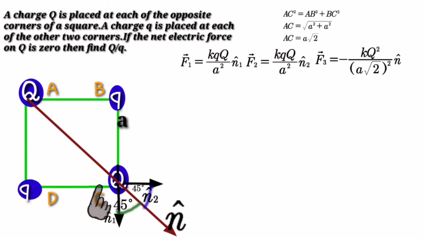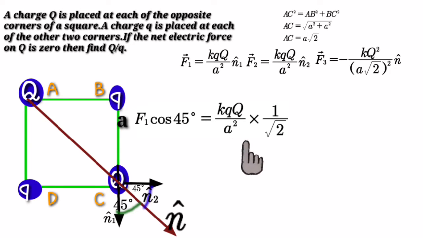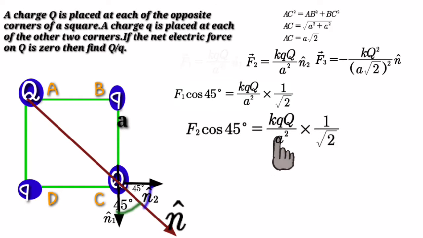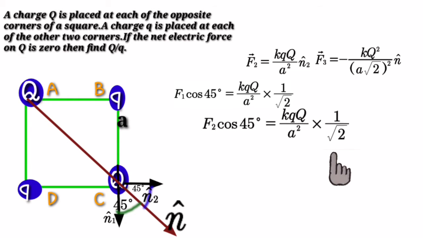Now, the component of force F1 along F3 is F1 cos 45 degrees, because the angle between F1 and F3 is 45 degrees, which gives k small q into capital Q divided by S square into 1 by root 2. Now, the component of F2 along F3 is F2 cos 45 degrees, which gives k small q into capital Q divided by S square into 1 by root 2.